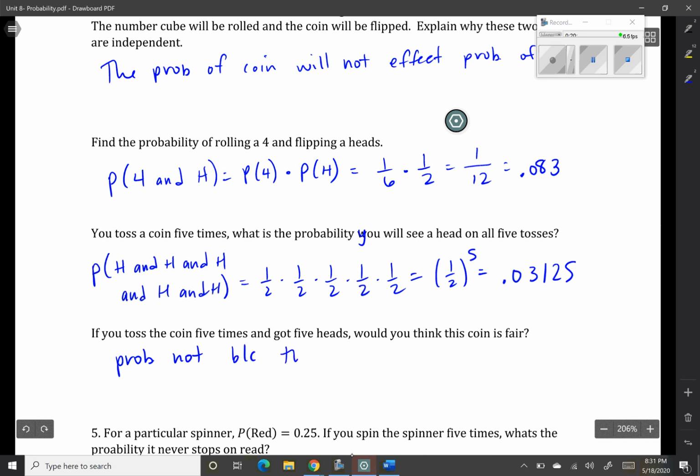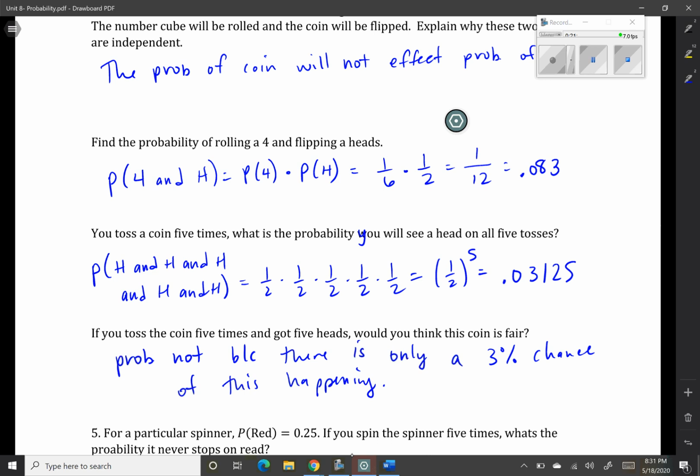Because there is only a 3% chance of this happening. And we'll see actually in the next chapter, when we dive a little bit deeper into statistics and probability, that we can actually prove whether or not this coin is fair or not, or at least get a pretty good idea of whether or not it's fair or not.